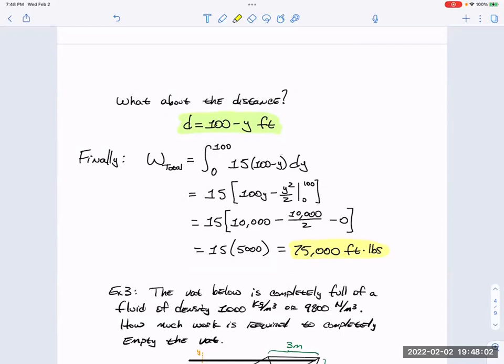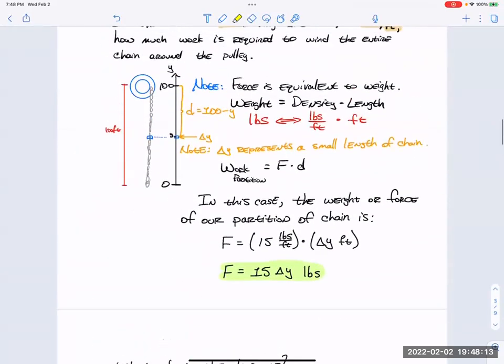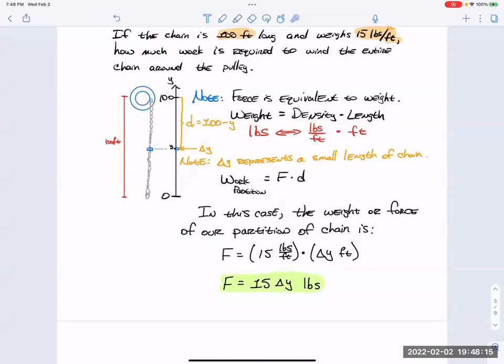Now, springs and chains, yeah, those always are a bit challenging when you first see them, but you do have to give it some thought and think through why the force changes here. Because to move this section of chain, which is down here, which weighs exactly the same as that, you've got to move this one at the bottom 100 feet.